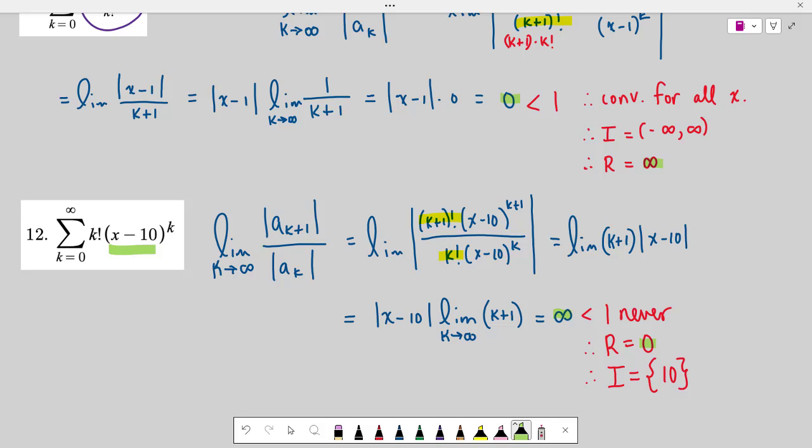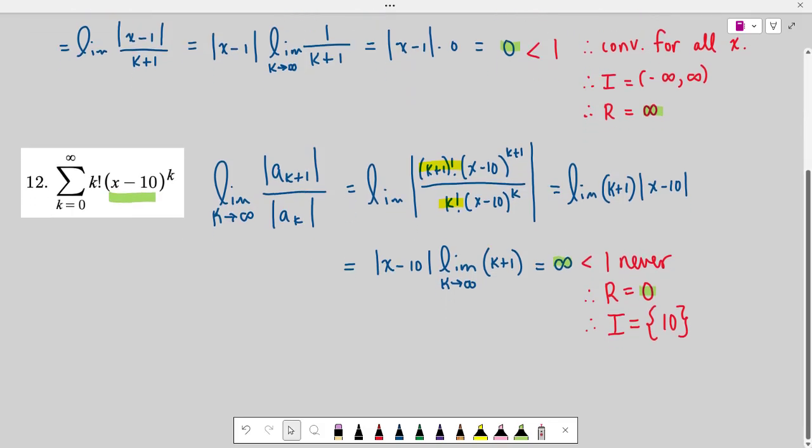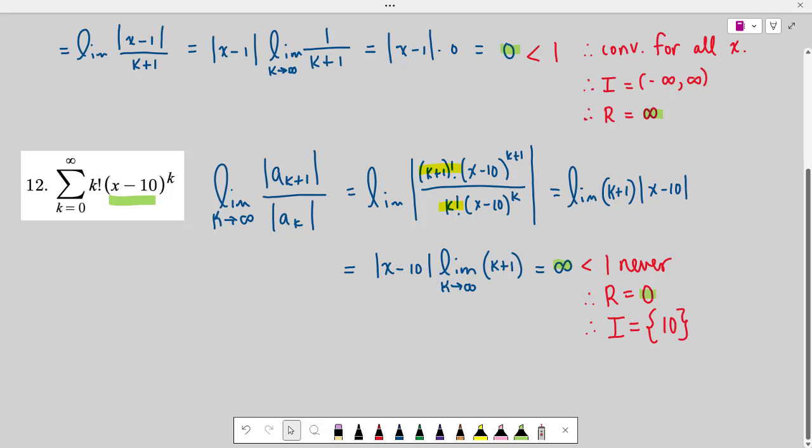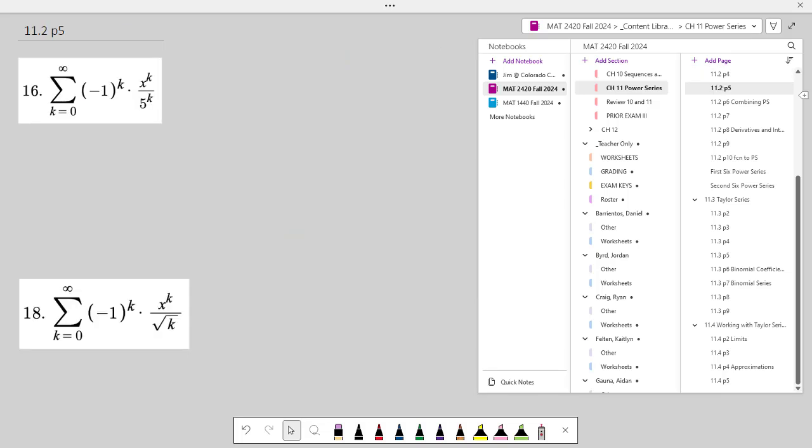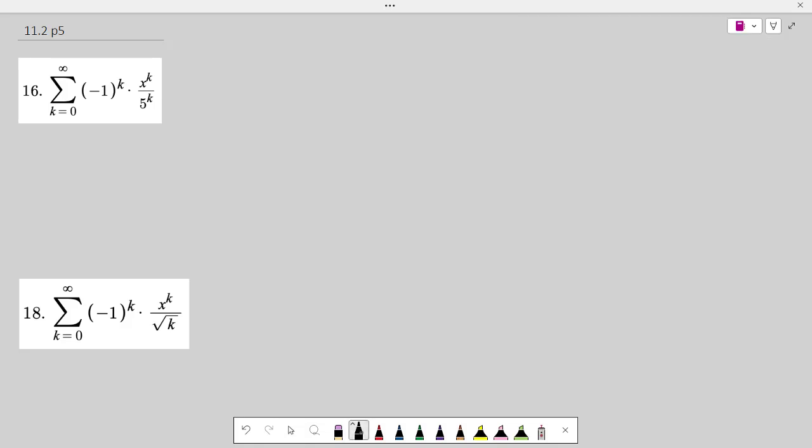Okay? Any questions on the simplification? Conclusions? All right. Let's go to the next page. Yeah, let's do this one. And we'll take our break after this one.